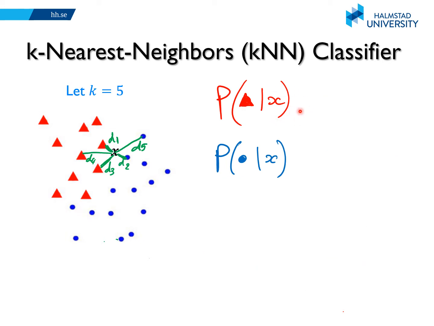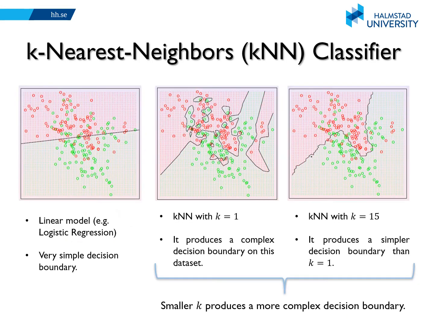Now, once you compute the probability that X belongs to each of the classes, then the predicted class will be the one that leads to the highest probability. So for example, if this one is larger than this one, then X belongs to the red class.